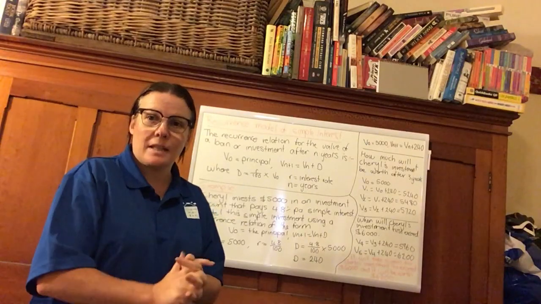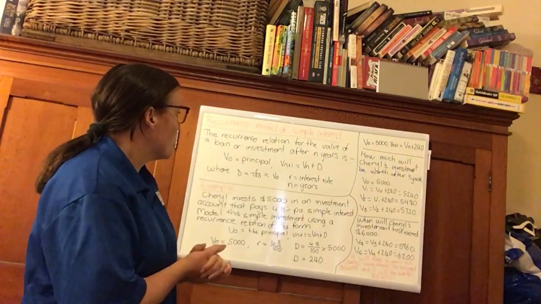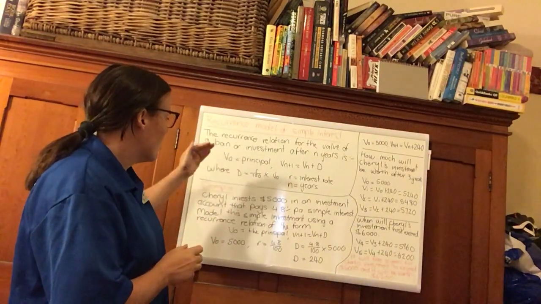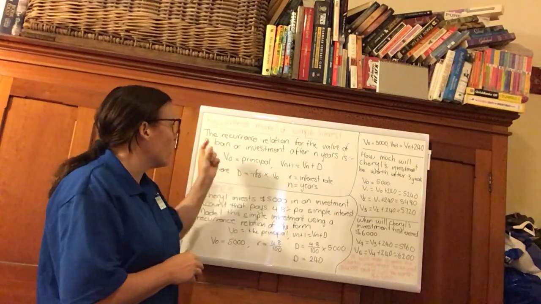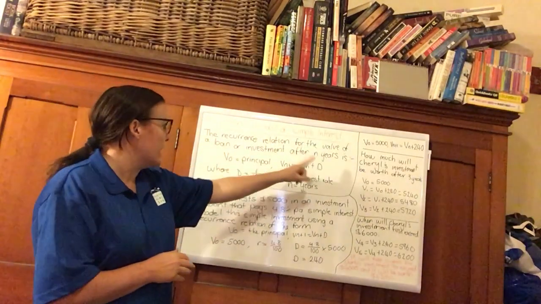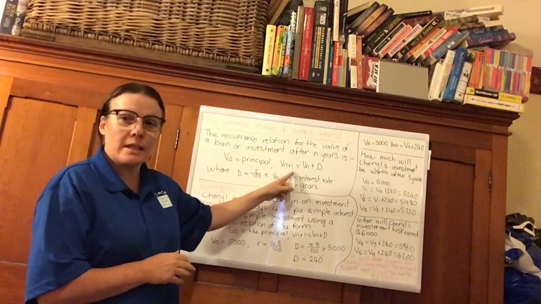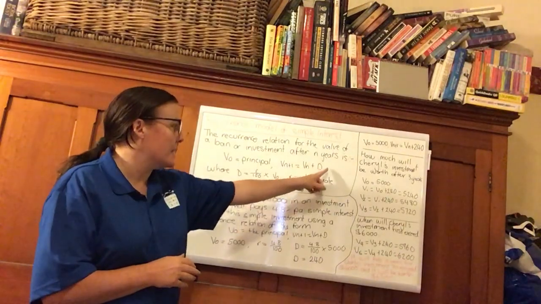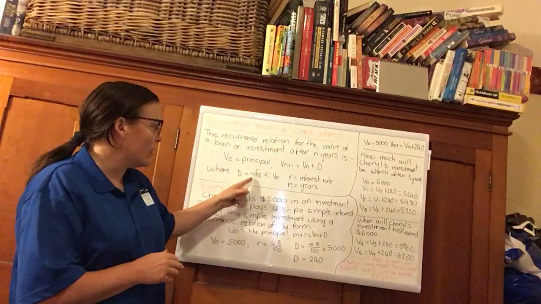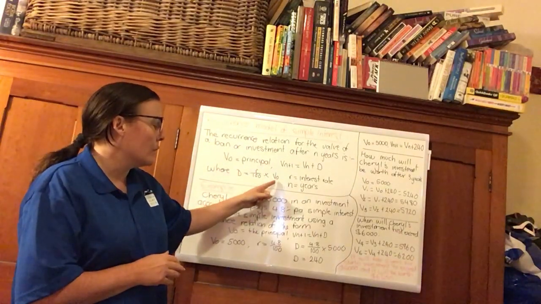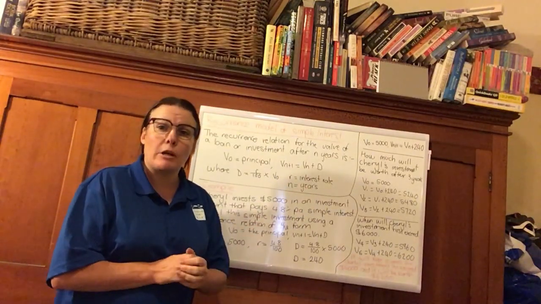Okay, next part of the lesson, we're going to work through an example. The question is to do with an investment, but the recurrence relationship for the value of a loan or investment after n years is V0 is equal to the principal, Vn plus 1 is equal to Vn plus D, where D is R over 100 multiplied by V0, R being the interest rate, and n represents the number of years.